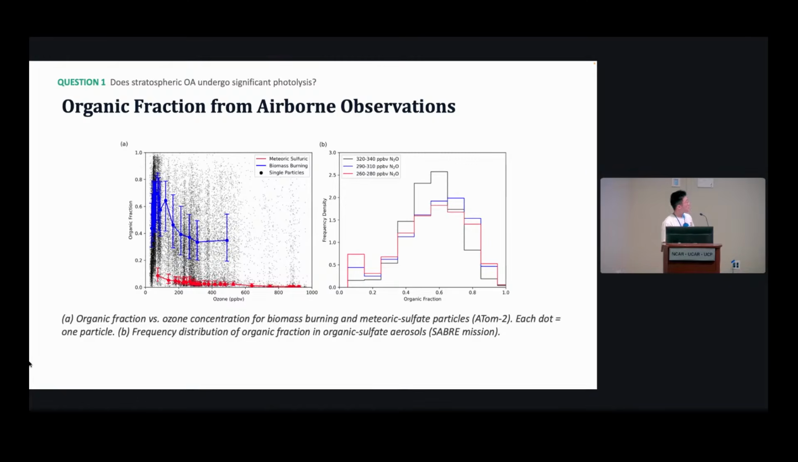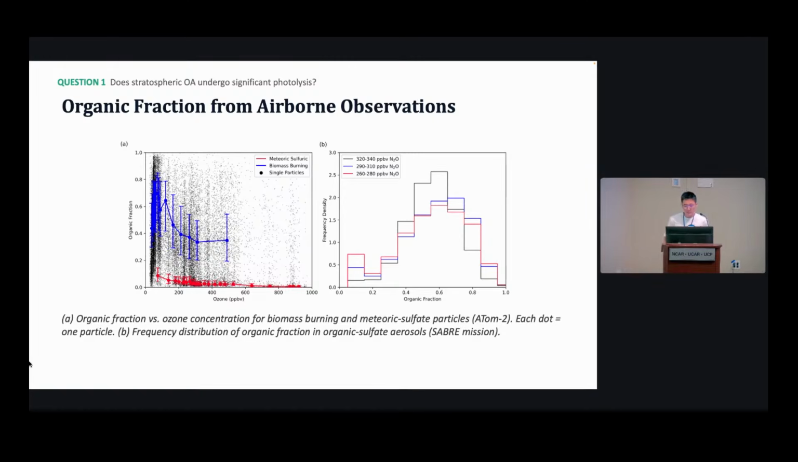For the first panel, we look at the organic fractions within biomass burning air particles, and the x-axis is ozone concentration. We can assume ozone concentration above 200 ppb is the stratosphere, and we can see that in the stratosphere the organic fractions are unchanged over the ozone concentration, as these aerosols move upwards.